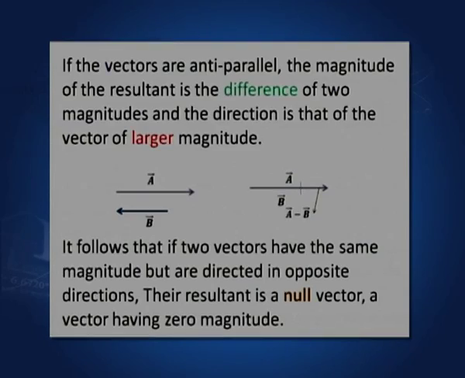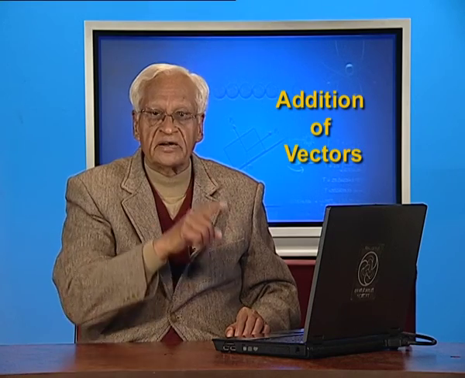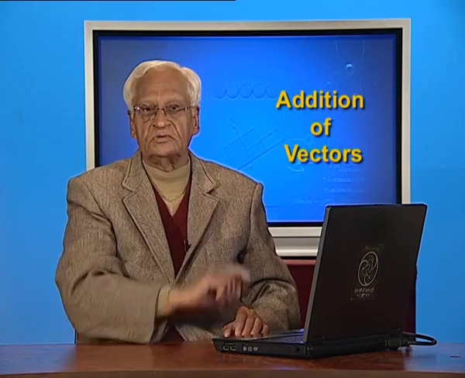Here we have got two vectors a and b, and you know a is larger than b in magnitude. So, I am going to subtract b from a. Let us see how we do it. On this side I have vector A, and you see this is vector B, and the difference is vector A minus vector B, and the direction of the difference vector is the same as that of vector A. The direction is the same as that of the vector with larger magnitude.